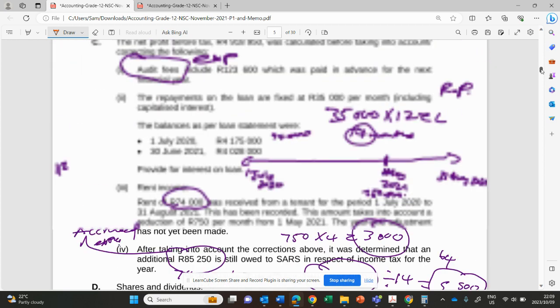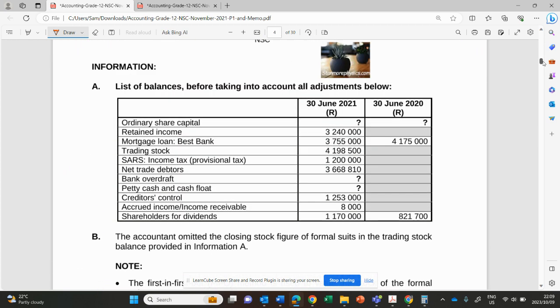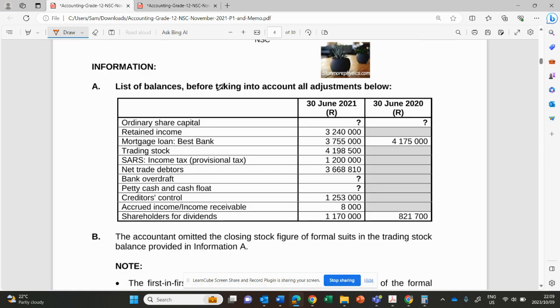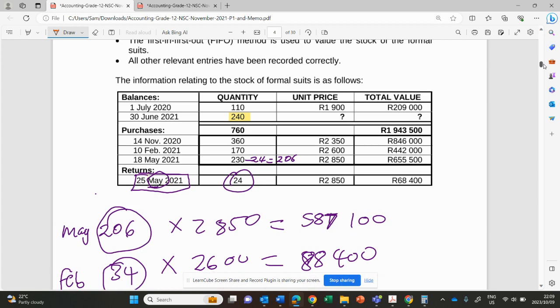Let's start with the inventory from the trial balance, which is the trading stock. 4,198,500. Then from there, what do you do? You go by the adjustments. Where is the adjustment affecting the inventory?